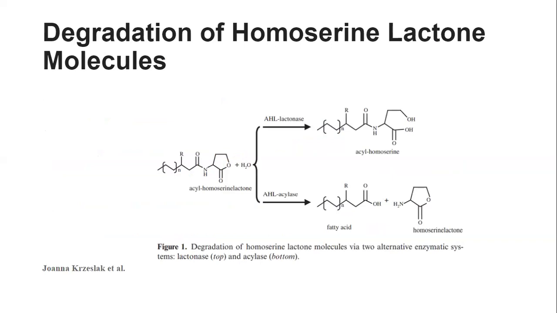Below you can see an image of the degradation of the homoserine lactone molecules, whereby the upper represents the lactonase enzyme and the lower represents the Acylase enzyme, where the AHL is broken down by the Acylase into fatty acids and homoserine lactone. So here we have the degradation using the Acylase, and we prefer the Acylase because it is more specific to the substrate it catalyzes.